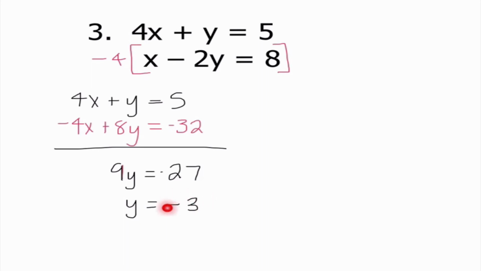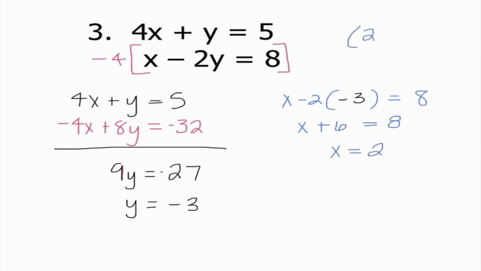So now I can substitute negative 3 into either of these two equations. I'm actually going to choose the second one. So I'm going to write x minus 2 times negative 3 equals 8. So I get x plus 6 equals 8. So x is equal to 2. So that's telling me that my solution should be 2, negative 3.